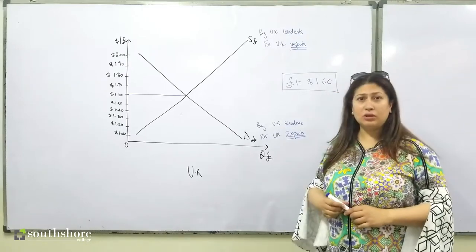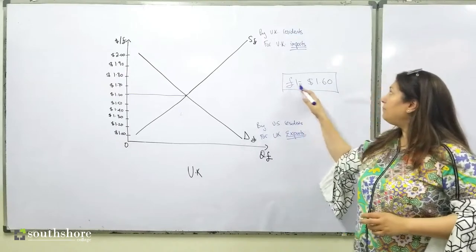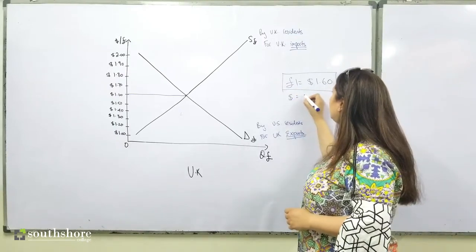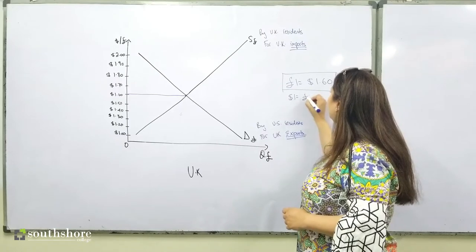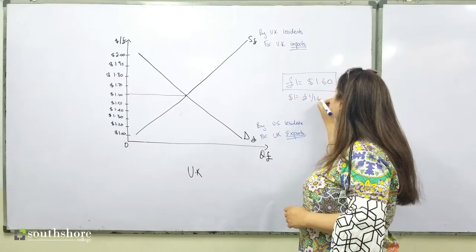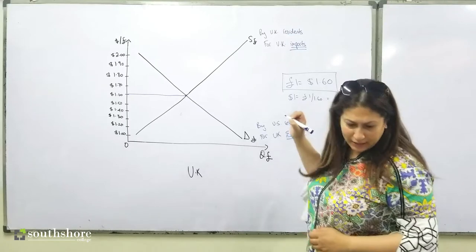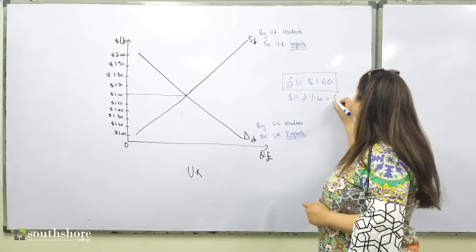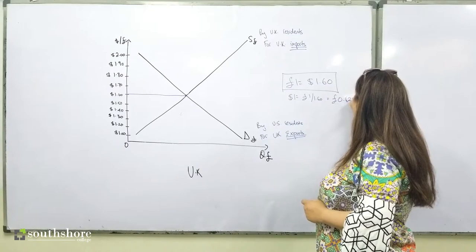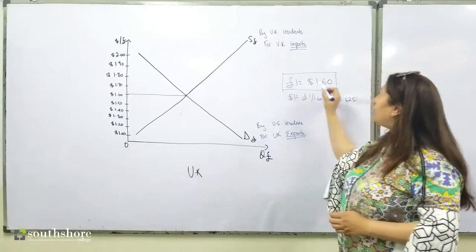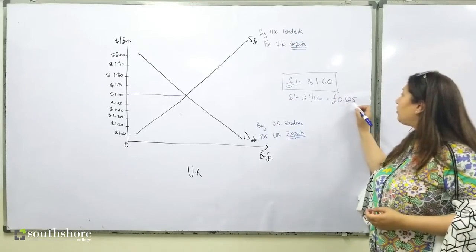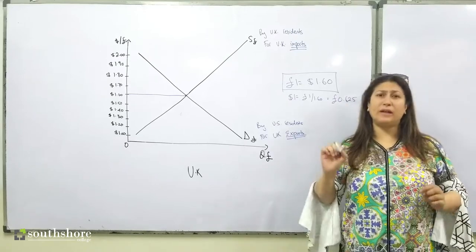Exchange rates are reciprocal. What does this mean? If £1 is equal to $1.60, I can easily say that $1 is equal to £1 over 1.60, which, I've already done the math, is 0.625. So if I know that £1 is equal to $1.60, I know that $1 is equal to £0.625. This is important for MCQs.